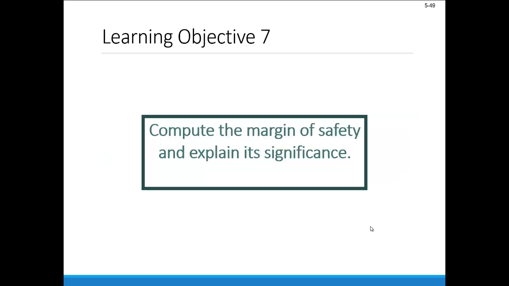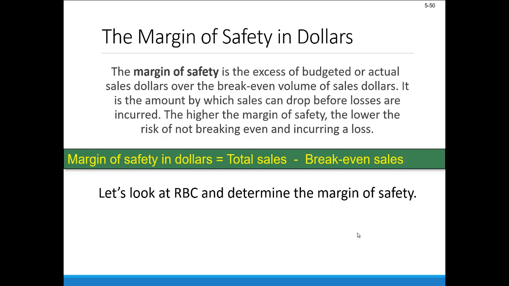Now moving right along, learning objective 7 was to compute the margin of safety and explain its significance. Margin of safety, as the name sort of suggests or implies, is really the cushion we have in sales between our current sales level, or expected if we're trying to do some projections or what-if scenario, and our break-even sales. We're trying to say, by how much can sales fall or drop before we start to cross that magic break-even point and operate at a loss rather than at a profit.